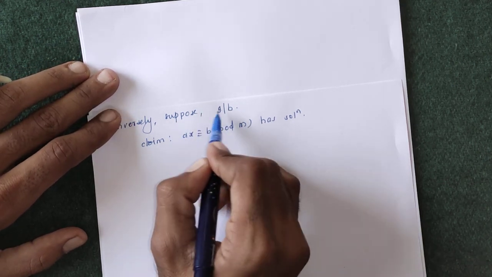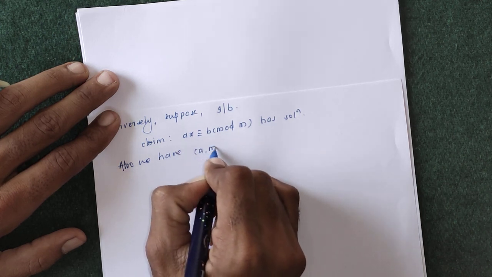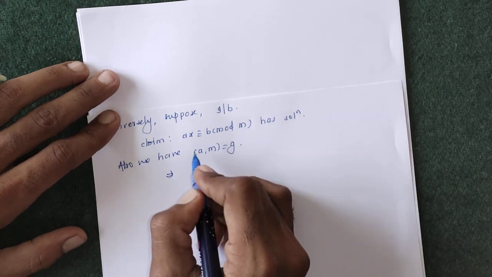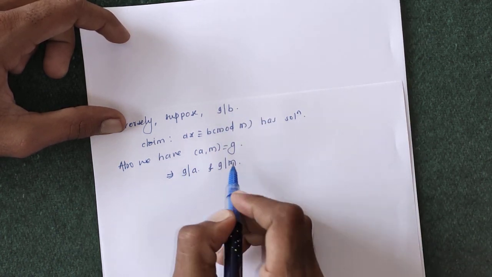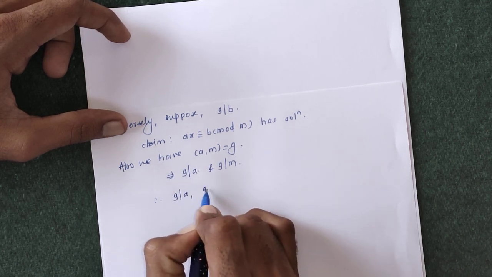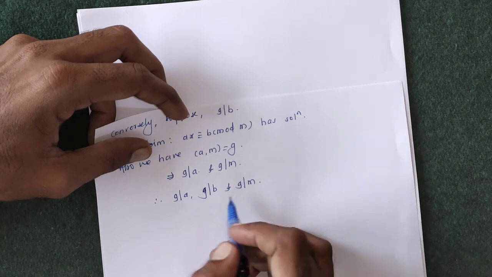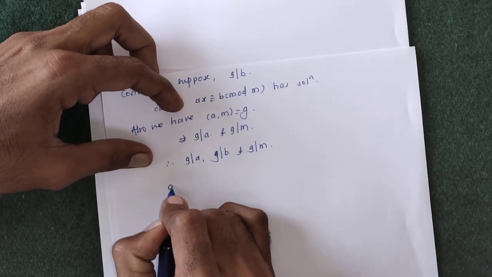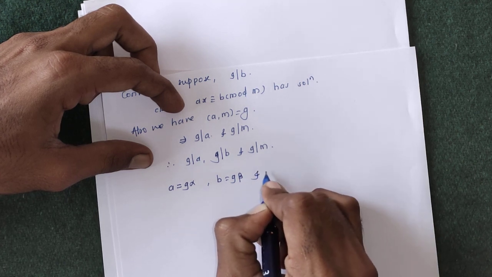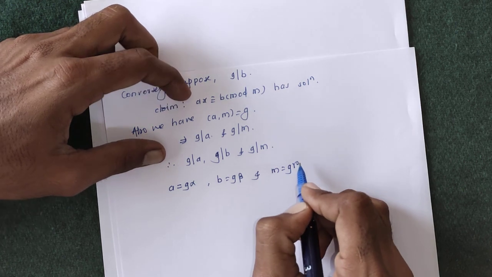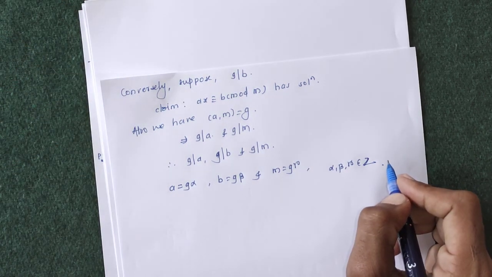So we have G divides B, and also GCD of A and M is G. From this, by the definition of GCD, we can write G divides A and G divides M. So G divides A, G divides B and G divides M. Using the definition of divisibility on these three terms, we can write A is equal to G alpha, B is equal to G beta, and M is equal to G gamma, where alpha, beta and gamma are integers, belonging to Z by the definition of divisibility.